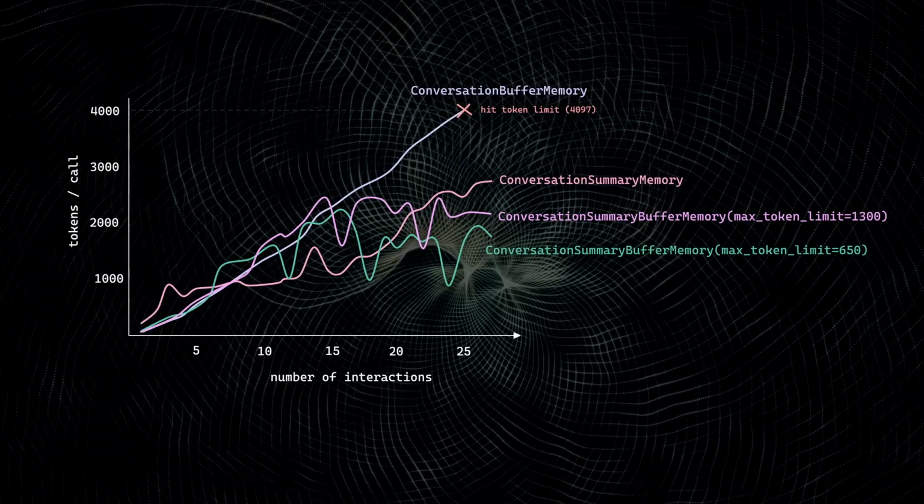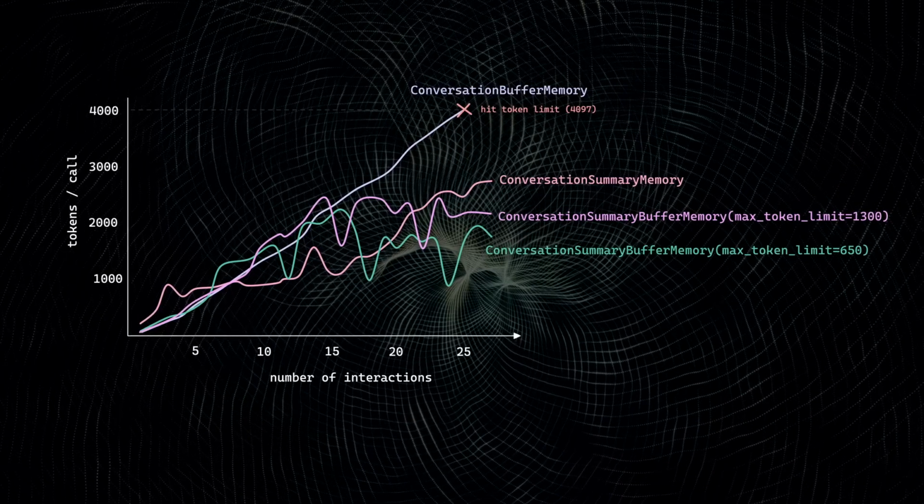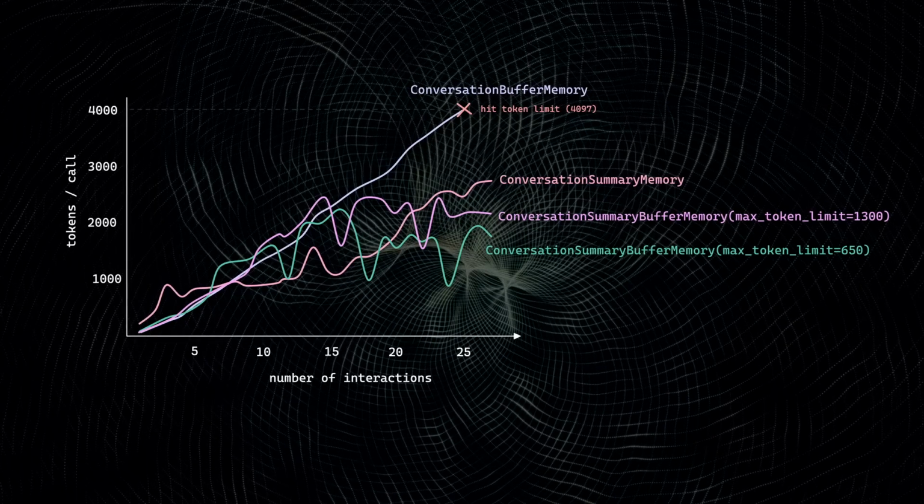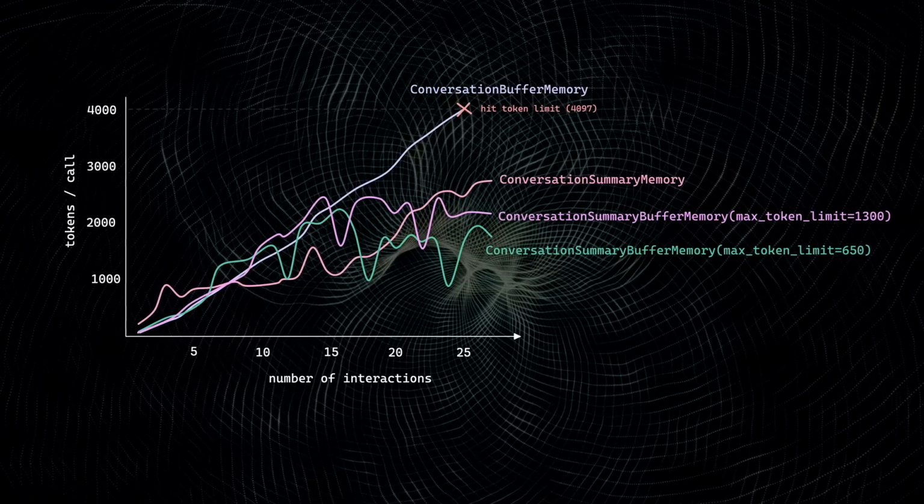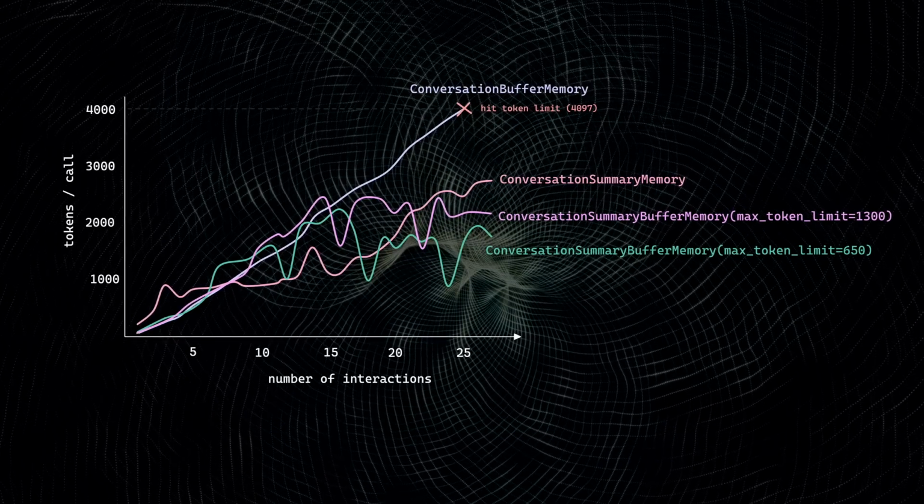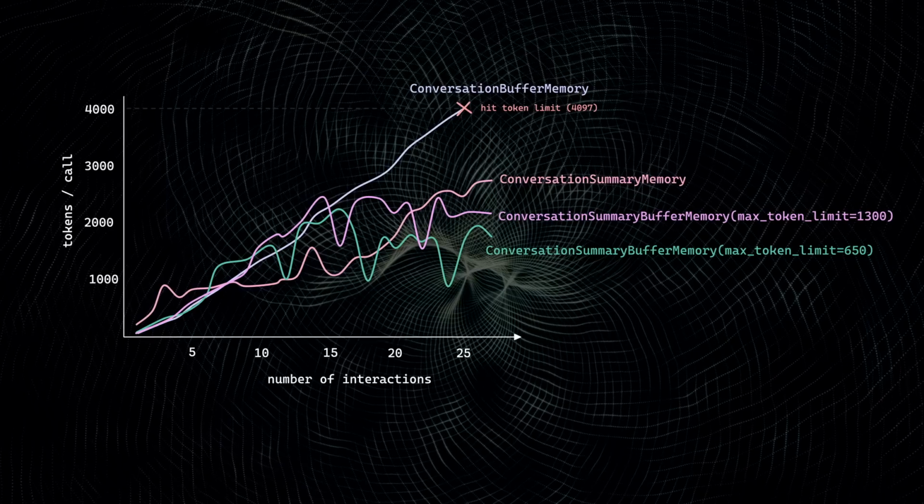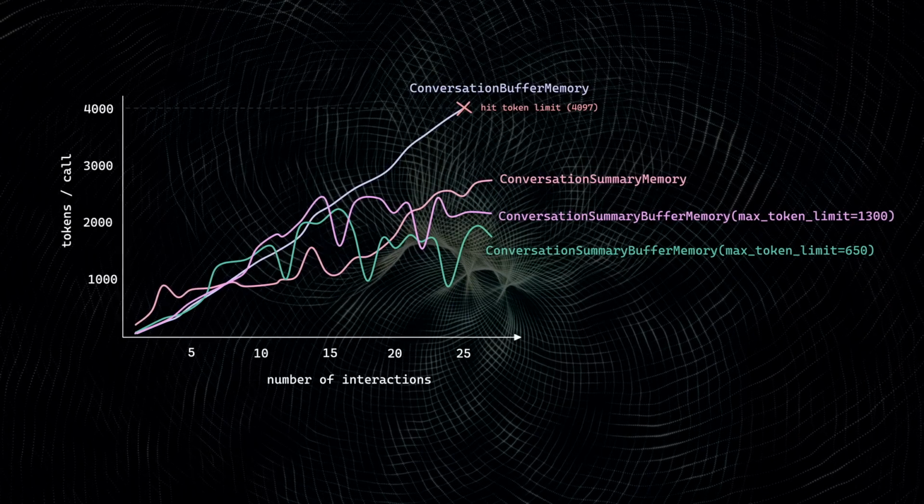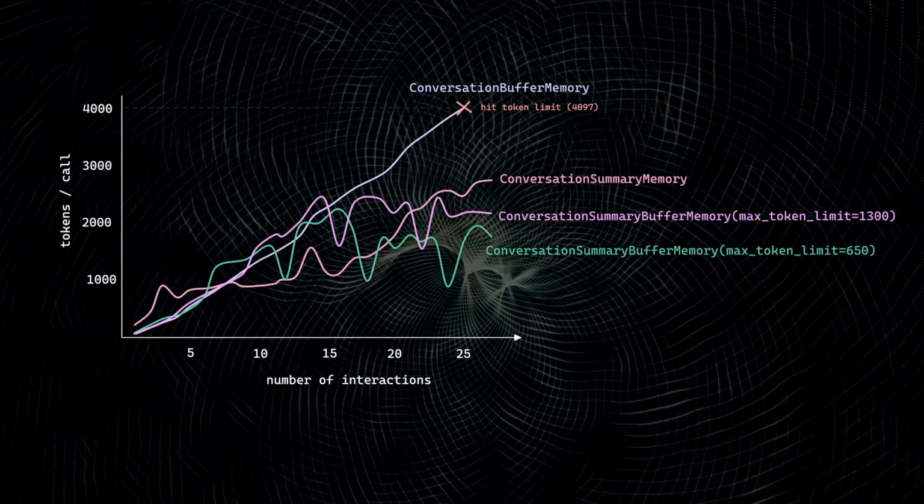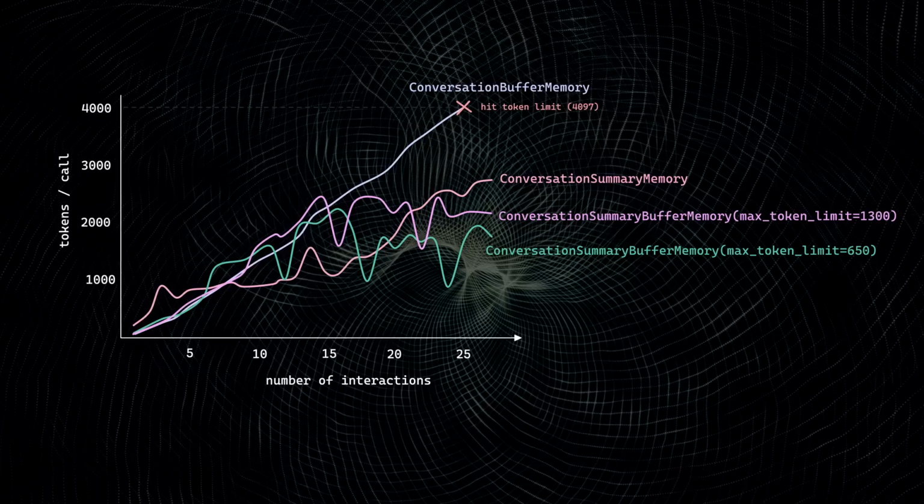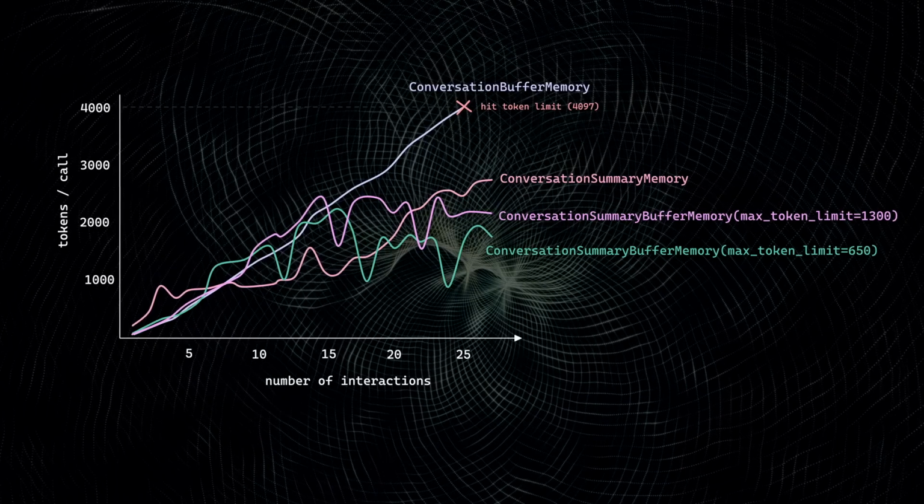And in this little visualization here, we've added the summary buffer memory with a max token limit of 1300 and also 650, which is roughly equivalent to the k equals 12 and k equals 6 that we had before. And we see that the tokens are not too excessive.